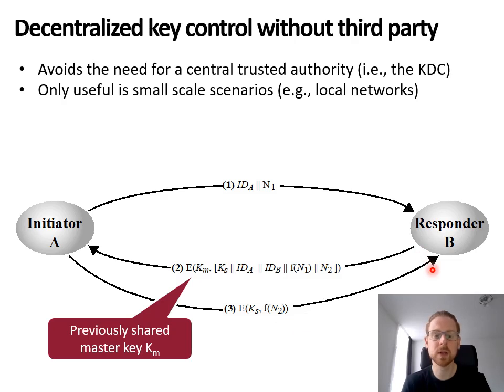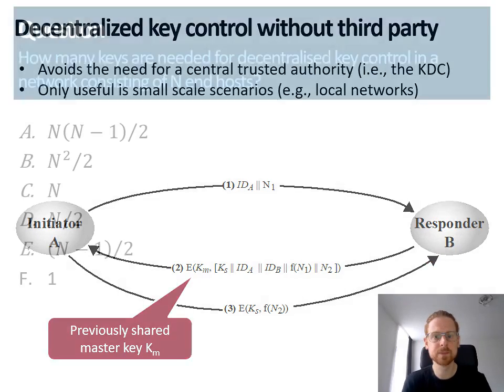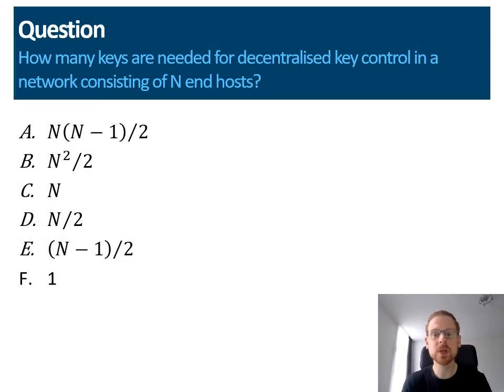B will decrypt it and know the communication came from A, as the nonce was included. The reason for including this nonce is to avoid replay attacks and ensure that A and B are indeed the communicating parties, so that there is no man in the middle. And as I said, one of the downsides of this decentralized key control is the fact that a lot of keys are needed, because all parties that can potentially communicate already need to have a pre-shared key.